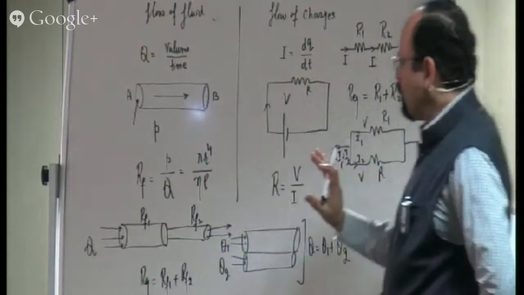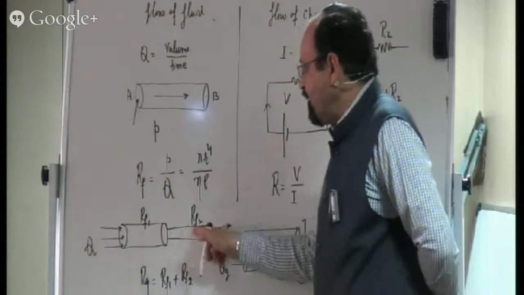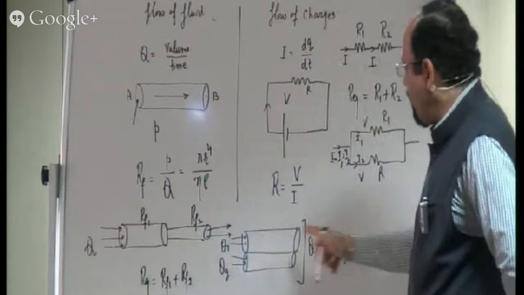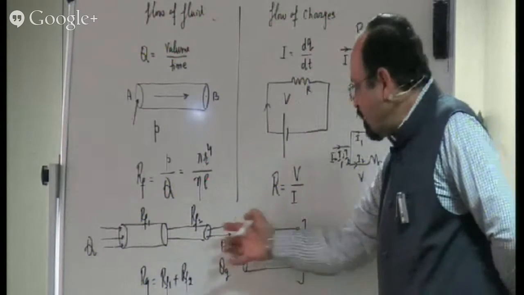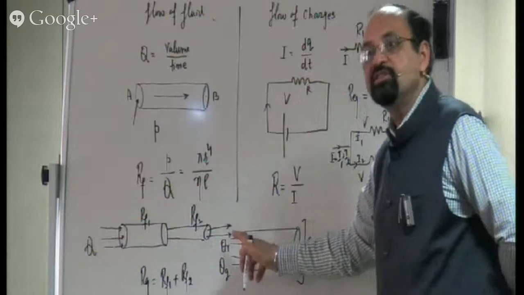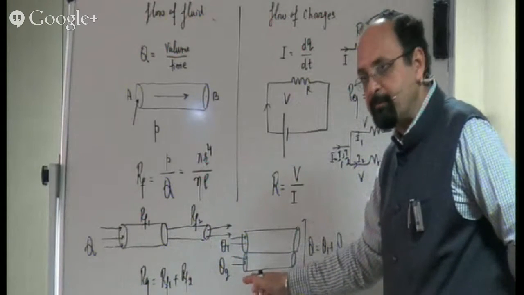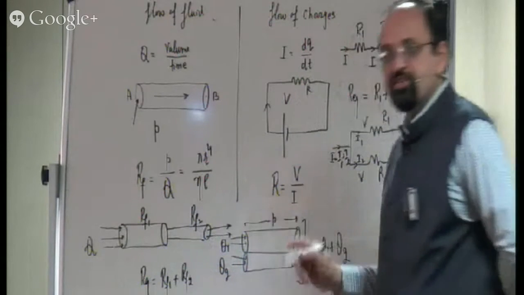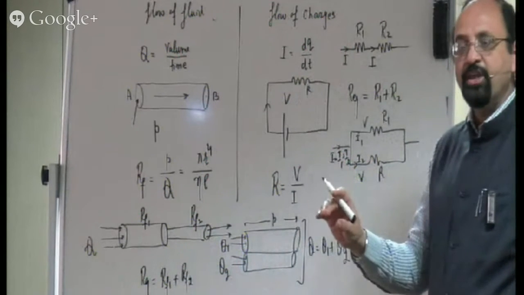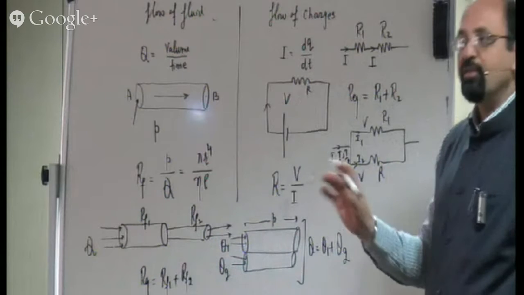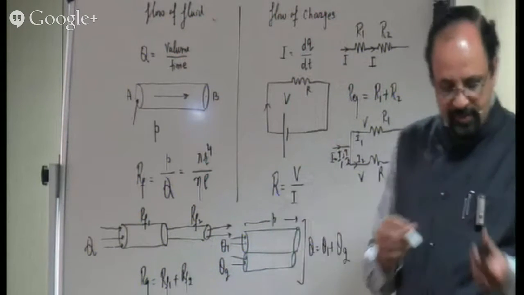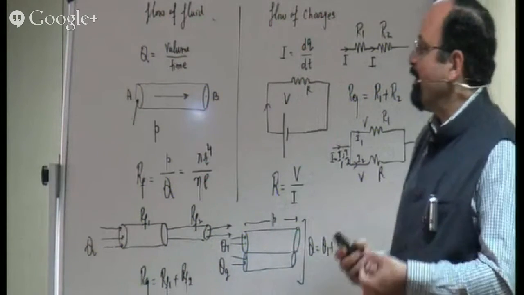In a nutshell, I would like to tell you that if there is a series combination, Q is the same through the two pipes. And when they are in parallel combination, the total rate of flow is going to be the sum of the rate of flow through both the pipes. However, the pressure difference, pressure being equivalent to potential difference, in a parallel combination is going to be the same on both sides, right? So that will help you to handle the problems based on this. Coming to the next slide.